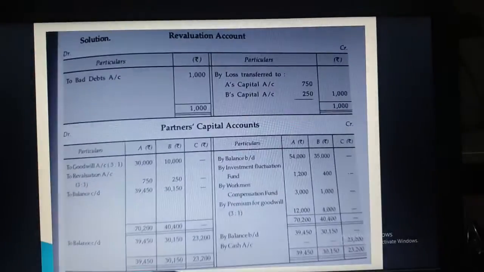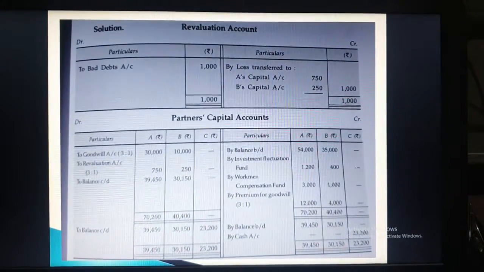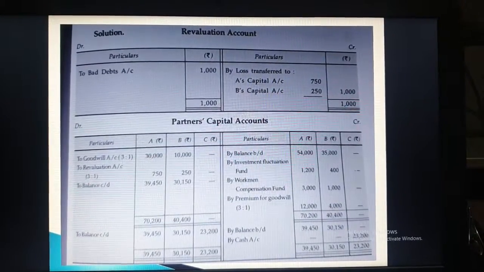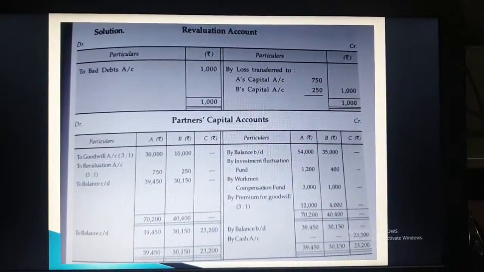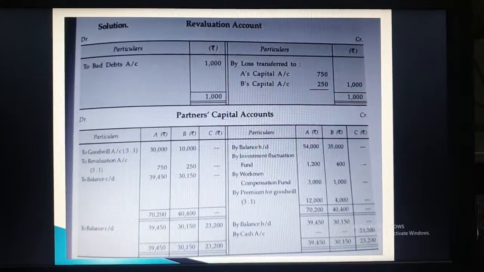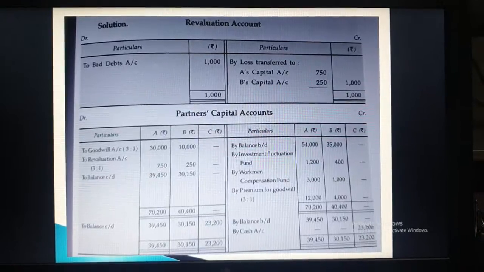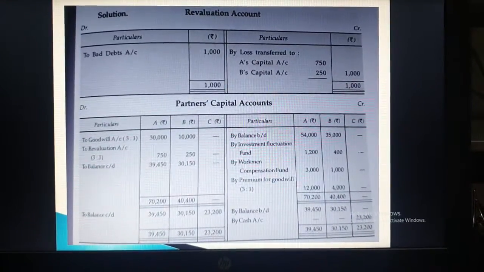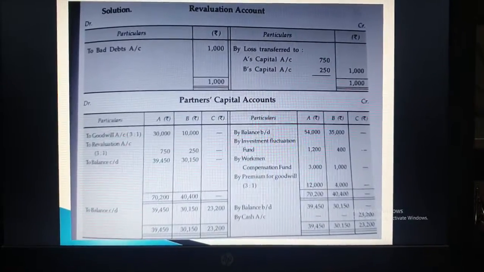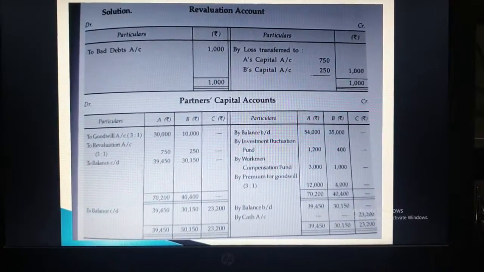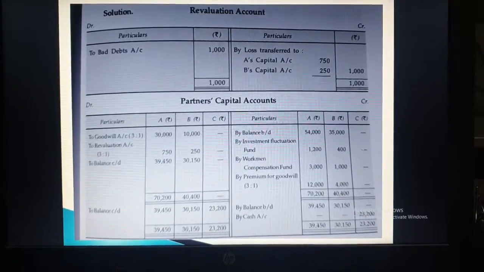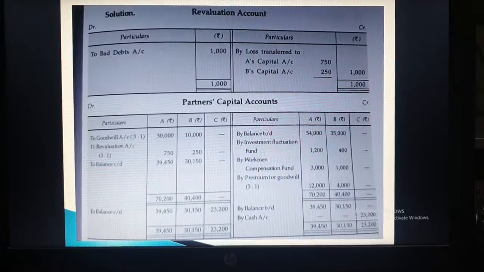So when you distribute goodwill, it comes to 30,000 and 10,000 on the debit side, that is old partners in old ratio. And after that there is a revaluation loss which we already calculated in the upper part, 750 and 250. That will be transferred to the debit side of partners capital account, 750 and 250. Now these are the 6 items: opening capital, investment fluctuation fund, workman compensation fund, and premium for goodwill on the credit side, and old goodwill and revaluation loss on the debit side.